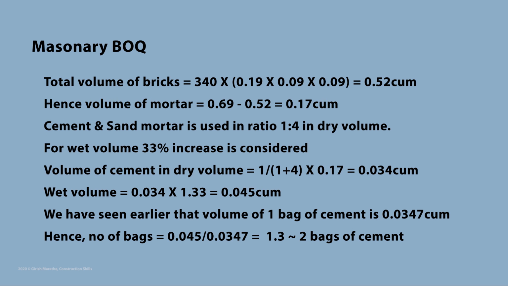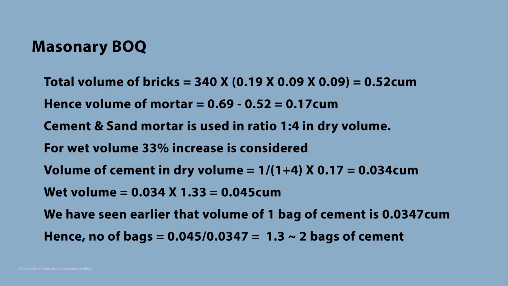To estimate amount of mortar required, we need to subtract the volume of brick from total volume of brickwork. Total volume of bricks shall be 340 multiplied by 0.19 into 0.09 into 0.09, which is 0.52 cubic meters. Hence, volume of mortar will be 0.69 minus 0.52, which is 0.17 cubic meters.